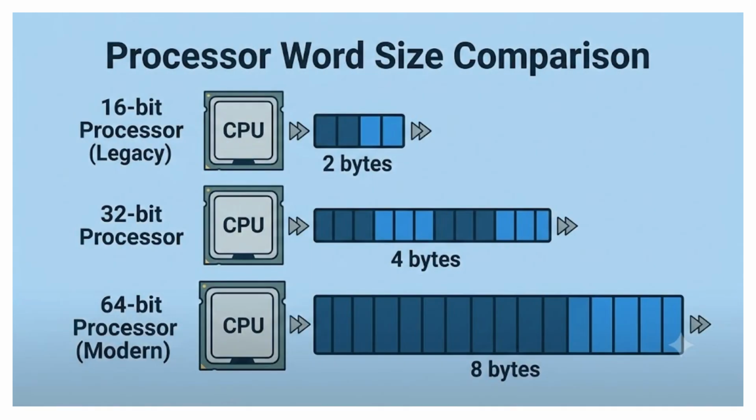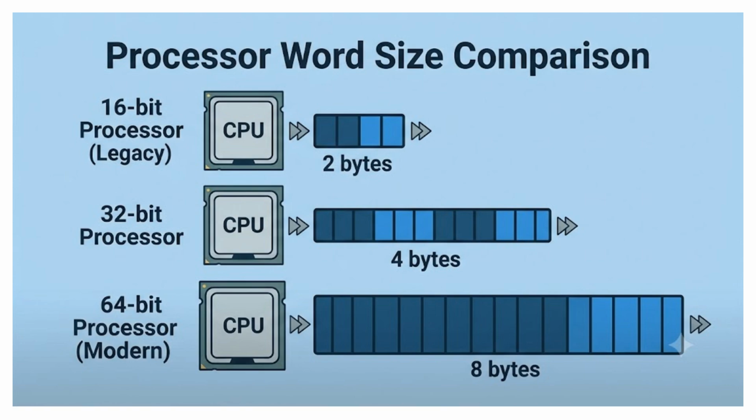Now let's look at the word size of a processor. A word is the amount of data that a CPU can process in a single operation. Unlike a byte, a word does not have a fixed size. Its size depends on the processor's architecture. Older computers commonly used 16-bit processors. A 16-bit processor can process 2 bytes of data at one time.